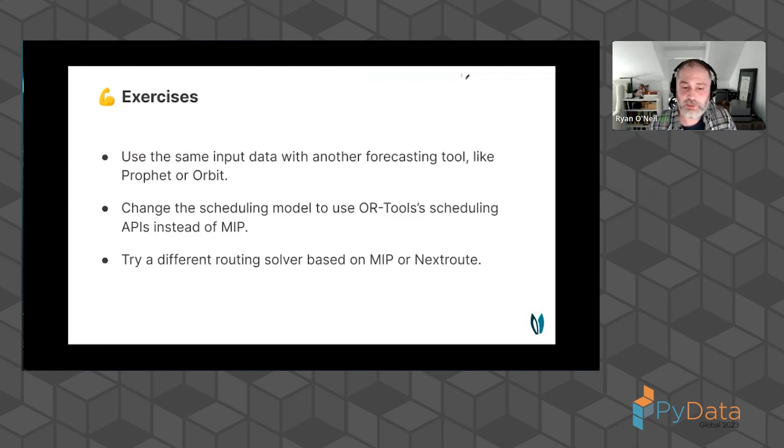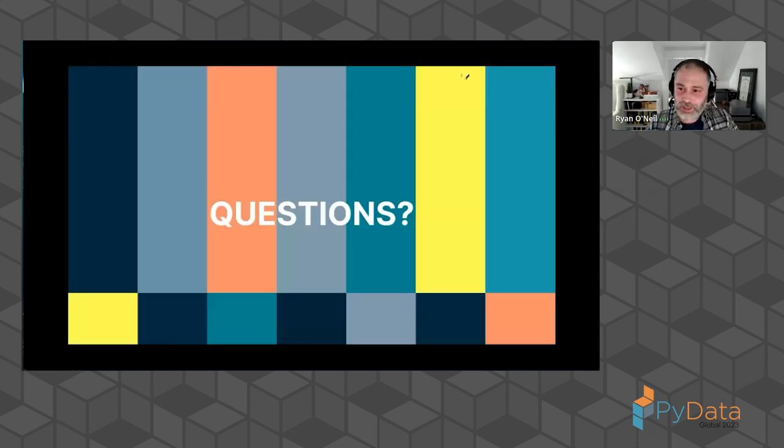And then I'd suggest also trying a different vehicle routing solver. There's a bunch of them out there. You could try the one from Nextmove, which is called NextRoute. You could formulate a MIP. If you're interested, reach out to me. I can send some resources on that. And that's all I have. So thank you so much for your time and attention. And I'll take any questions you have.